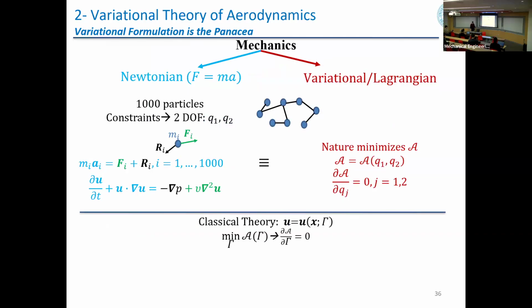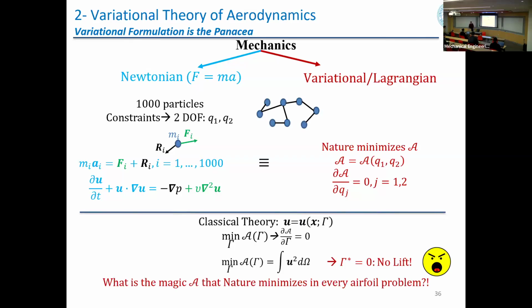So what is the quantity that nature minimizes in every flow? Well, if it's incompressible flow, no pressure, no potential energy, so it's kinetic energy. If you do that, you get zero lift, actually, which was quite disappointing. It looked like back then that they are correct, this is useless, and viscosity is necessary. So it was a non-trivial question to ask: what is this magic quantity that nature minimizes in every airfoil problem?